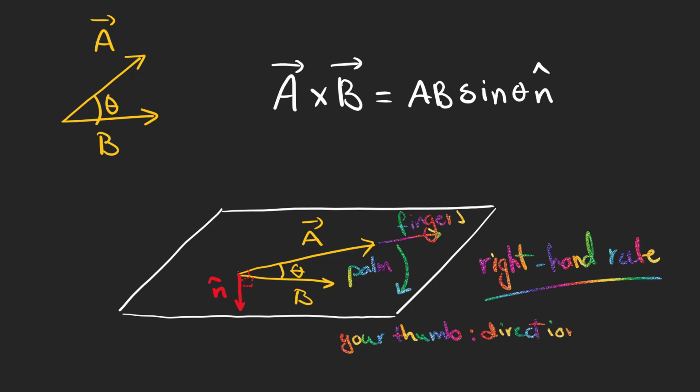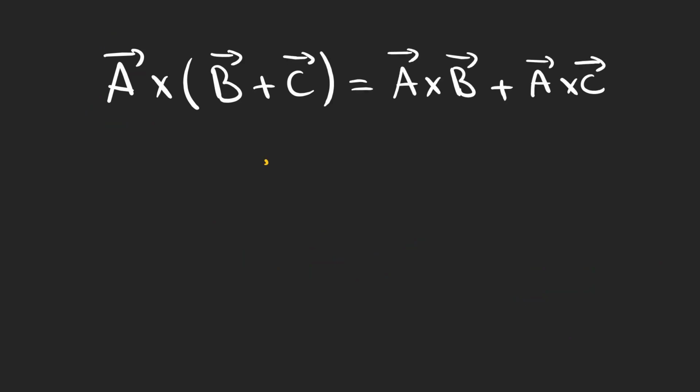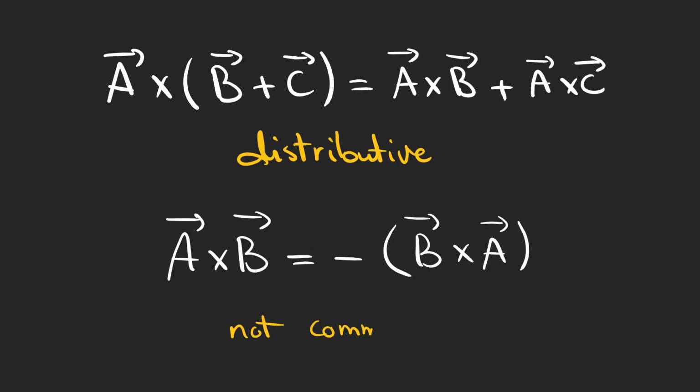Put your right-hand fingers in the direction of A so that your palm faces B. Your thumb shows the direction of n. So, the direction of B cross A would be in the opposite direction. Cross product is distributive, but it's not commutative as I showed in the previous slide, because it has an opposite direction if we change the order.